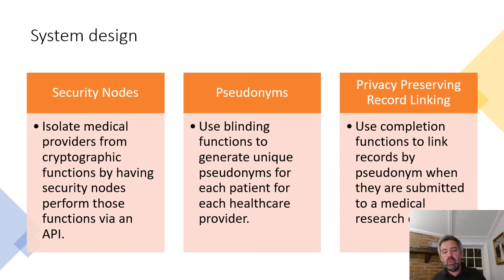We're also going to use pseudonyms. We're using blinding functions to generate a unique pseudonym for each patient at each healthcare provider. And we are using completion functions to do the privacy-preserving record linking. The completion function will process a pseudonym and turn it into something that is anonymous but the same for each patient, regardless of which healthcare provider is submitting the data.